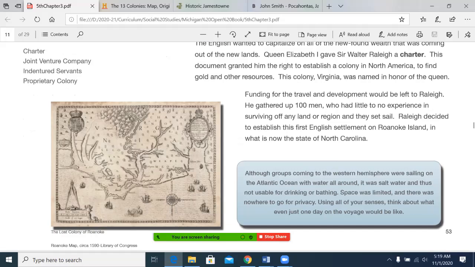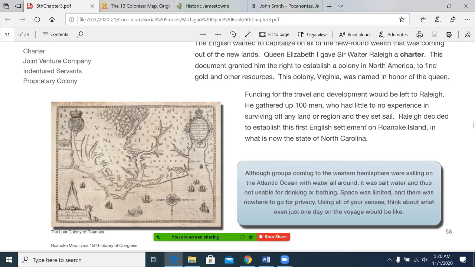Funding for the travel and development would be left to Raleigh. He gathered up 100 men who had little to no experience in surviving off any land or region, and they set sail. Doesn't seem like a good idea. Just saying. Raleigh decided to establish this first English settlement on Roanoke Island in what is now the state of North Carolina. You can see some maps here.